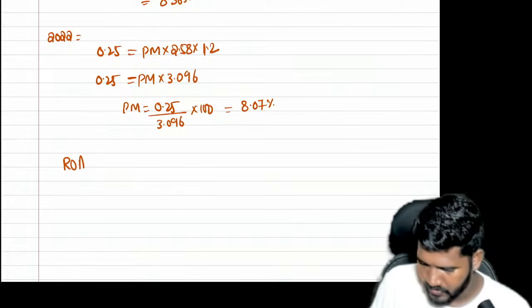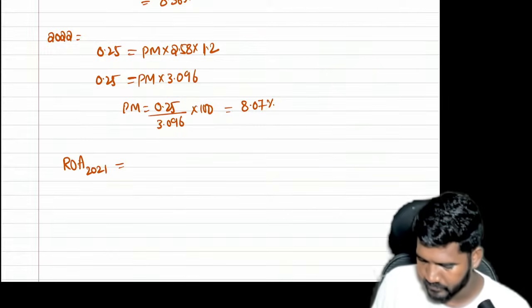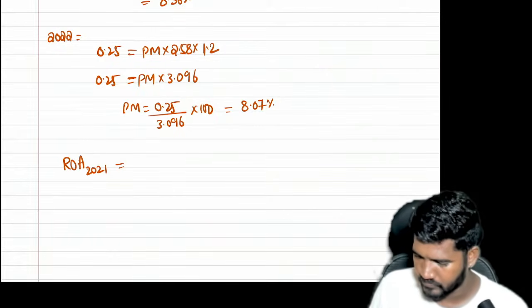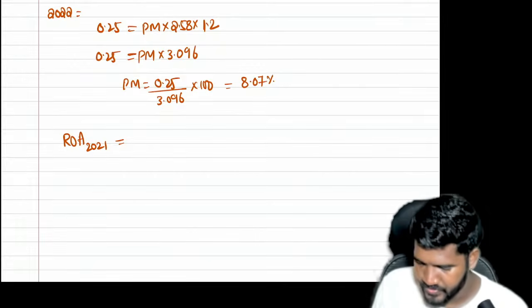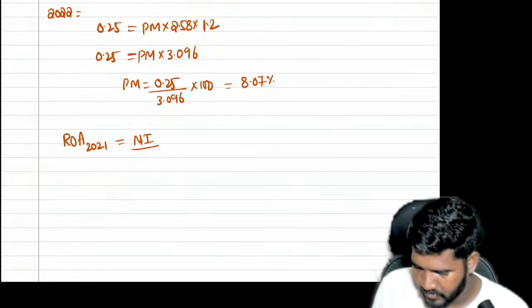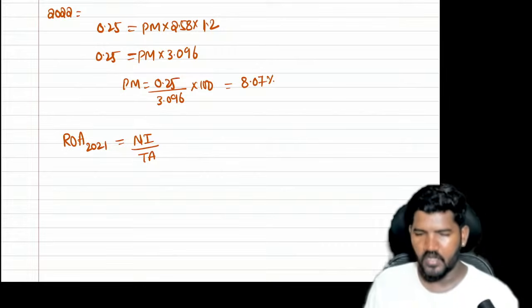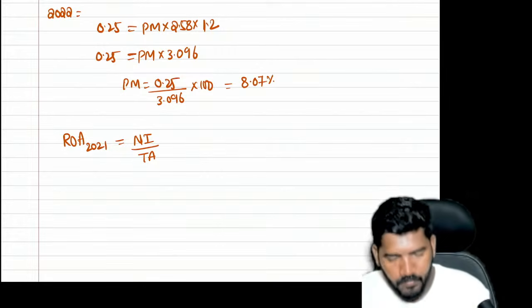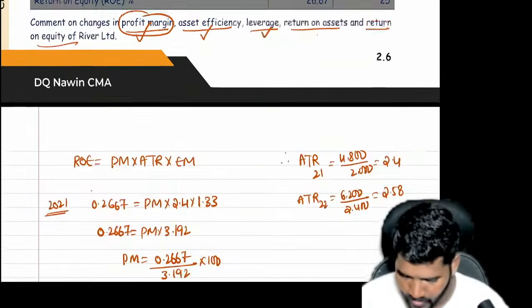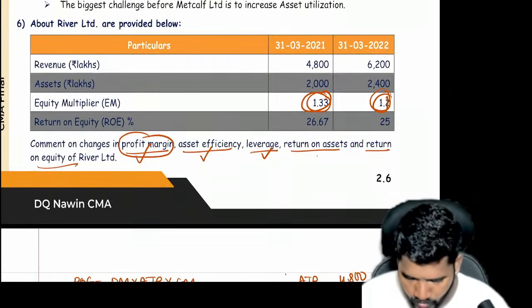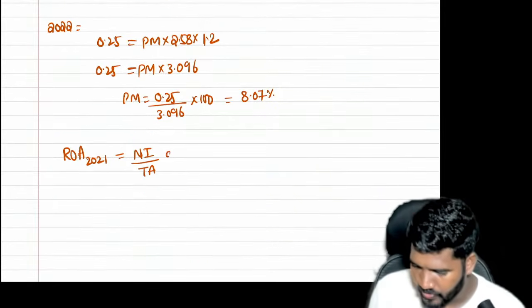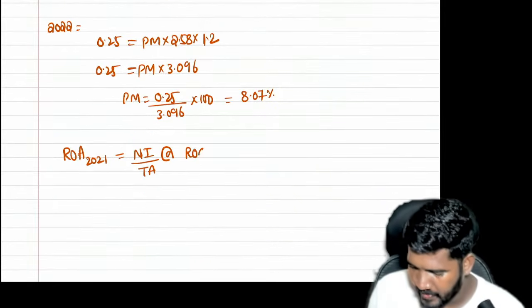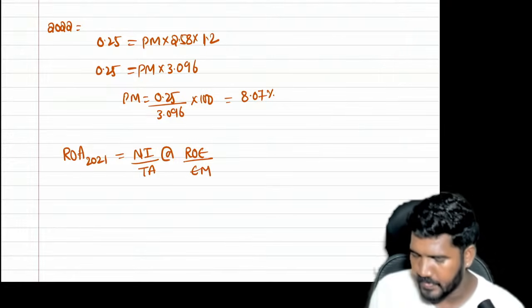Return on assets for 2021. So how to calculate return on assets? Net income divided by total assets. I don't have net income. I have total assets, but I don't have net income, right? So that's why I'm using the alternative formula, return on equity divided by equity multiplier.